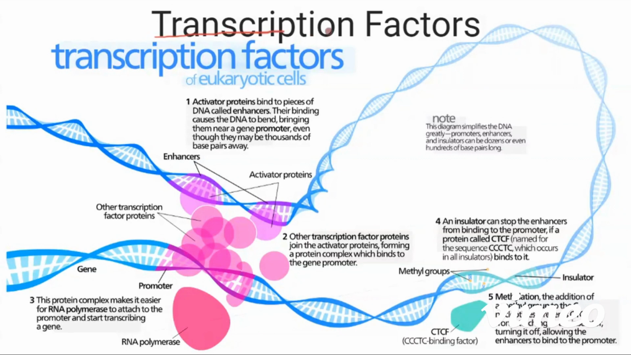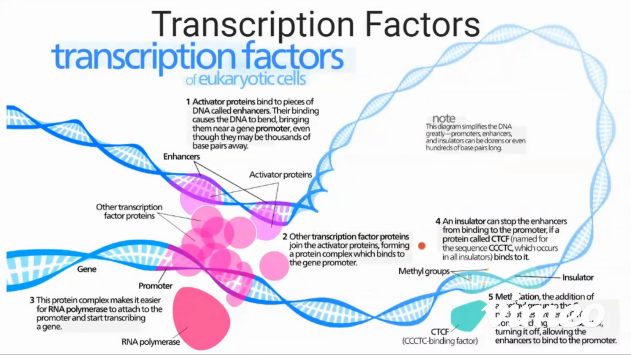Transcription factors. In eukaryotes, transcription factors move from the cytoplasm into the nucleus through the nuclear pores. In the nucleus, they bind to the DNA near the start of their target gene. They control expression by affecting the rate of transcription.